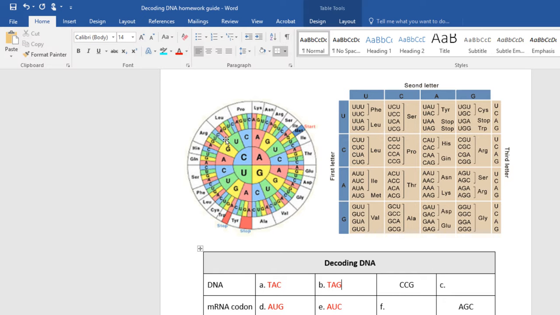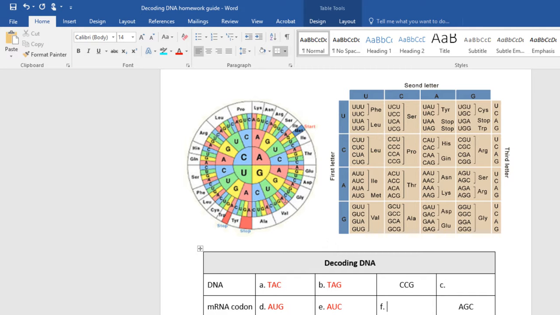Moving into the third chart, this time I'm going to use the circular codon chart, just so you get some practice using that one. When we use the circular codon chart, the first letter is in the very middle. The second letter is the ring out from that, and the third letter is the final ring out from that, with all of the amino acids going around the outside.